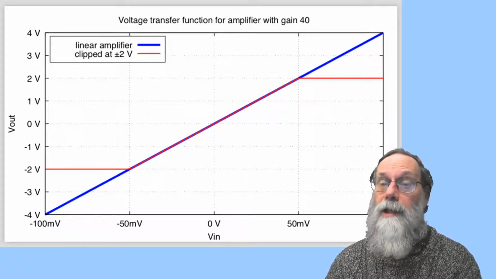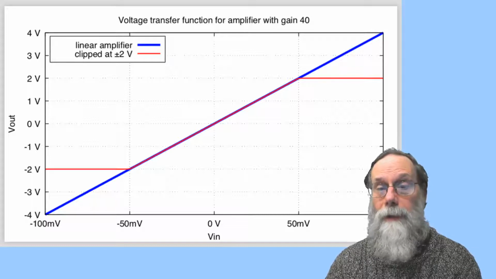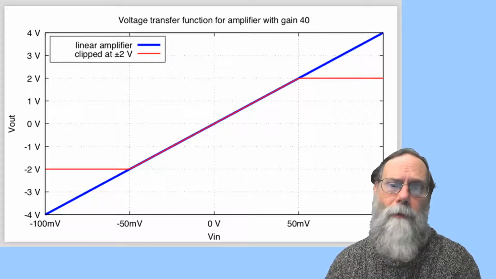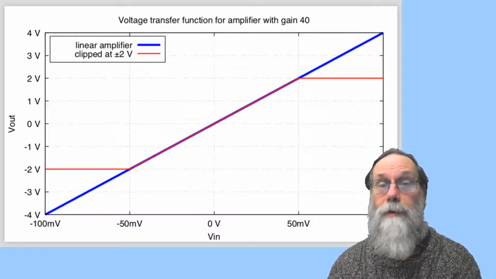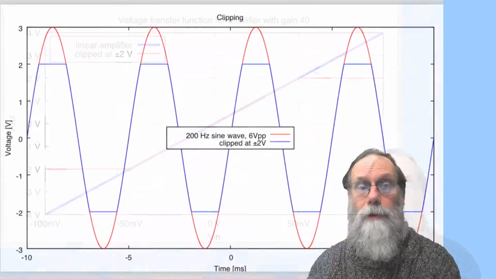Now, clipping causes some distortion in your waveforms. That is to say, the shape of the waveform is different on output than on input, even if you have a very simple input, like a sine wave. And so let's take a look at what happens to a sine wave if we put it through this amplifier that clips at plus or minus 2 volts.